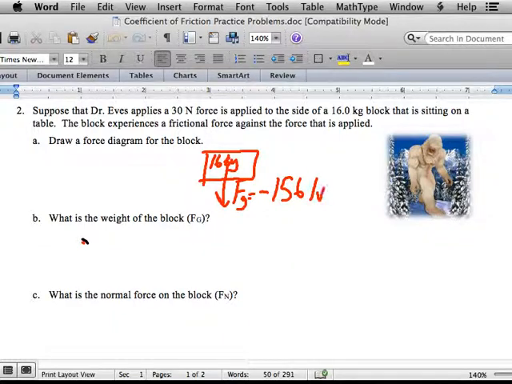All right, so hopefully you got 156 newtons, or negative, and you simply did that by taking the 16 kilograms and multiplying it times the acceleration of gravity. And since he's not falling, the force pushing up from the floor is going to be 156 newtons. Okay, and it says there's a force applied of 30 newtons.